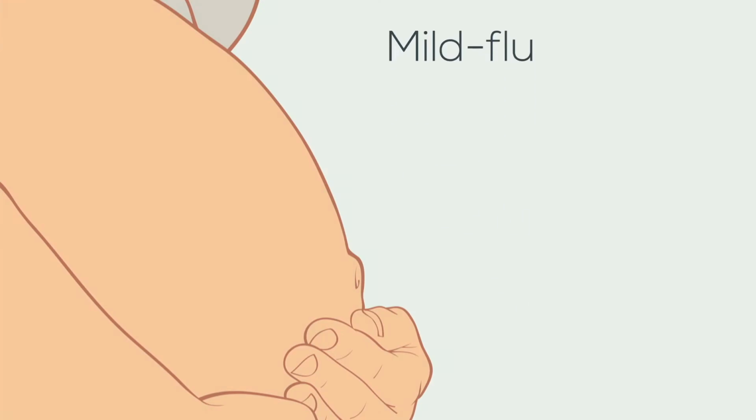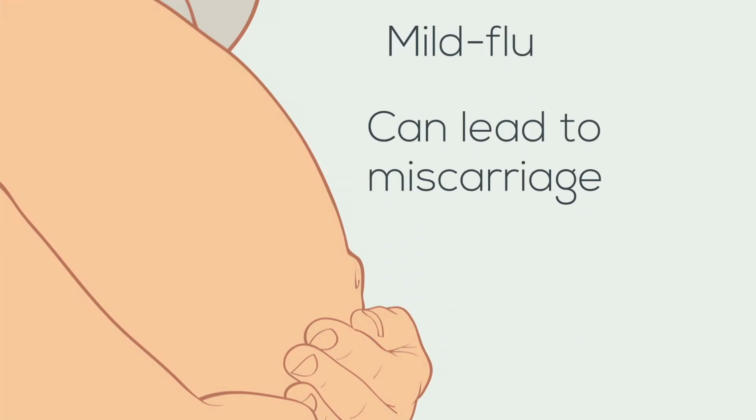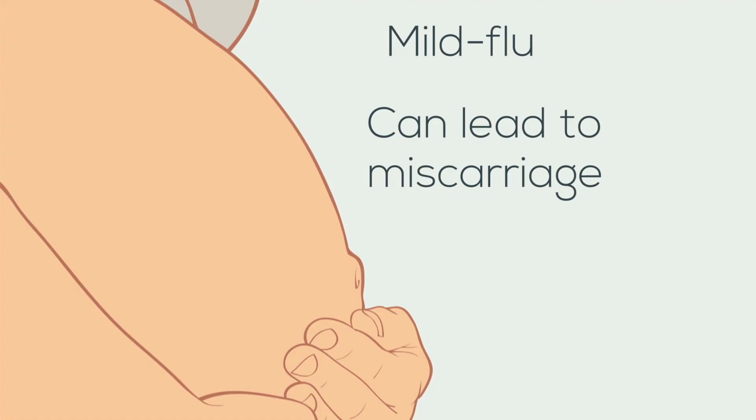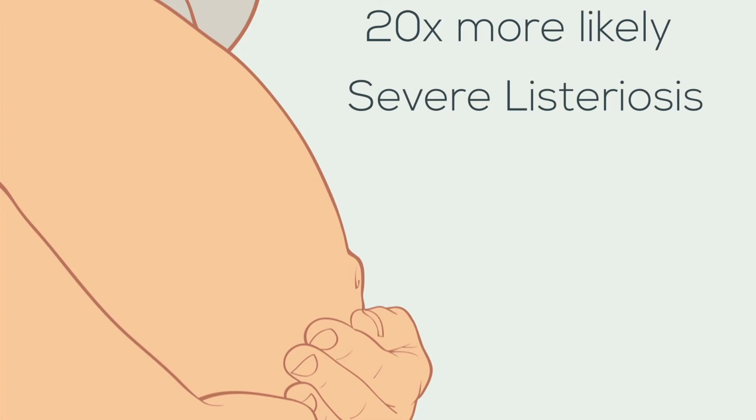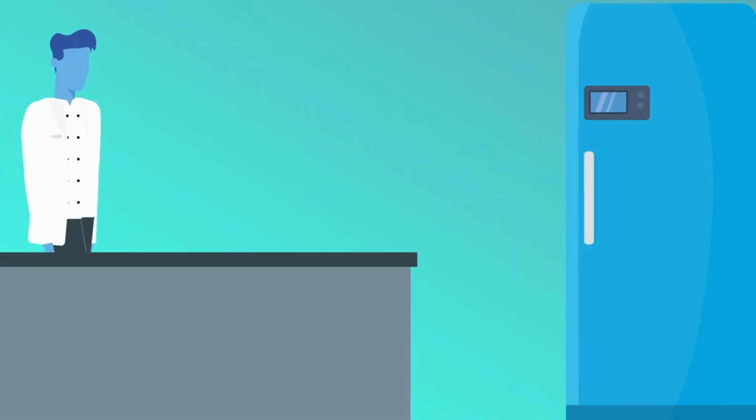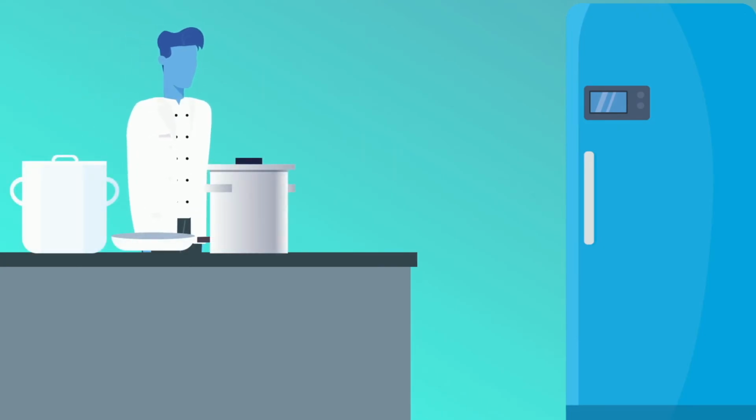Infected pregnant women will ordinarily experience only a mild flu-like illness. However, infection during pregnancy can lead to miscarriage, infection of the newborn, or even stillbirth. Pregnant women are about 20 times more likely to get infection than healthy adults. So how to prevent Listeria monocytogenes infection?